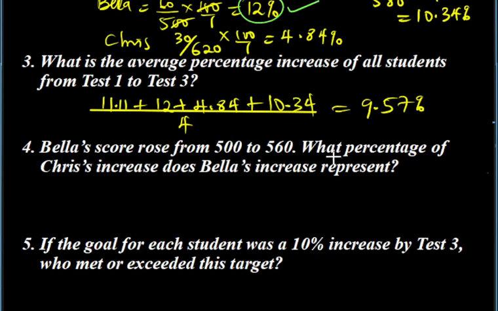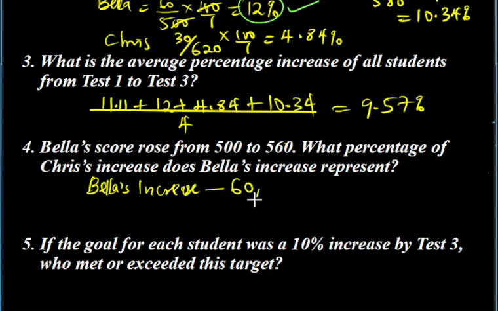Then for the fourth question, it says Bella's score rose from 500 to 560, and what percentage of Chris's increase does Bella's increase represent? Let's look at Bella's increase. Bella's increase is 560 minus 500, which is 60.